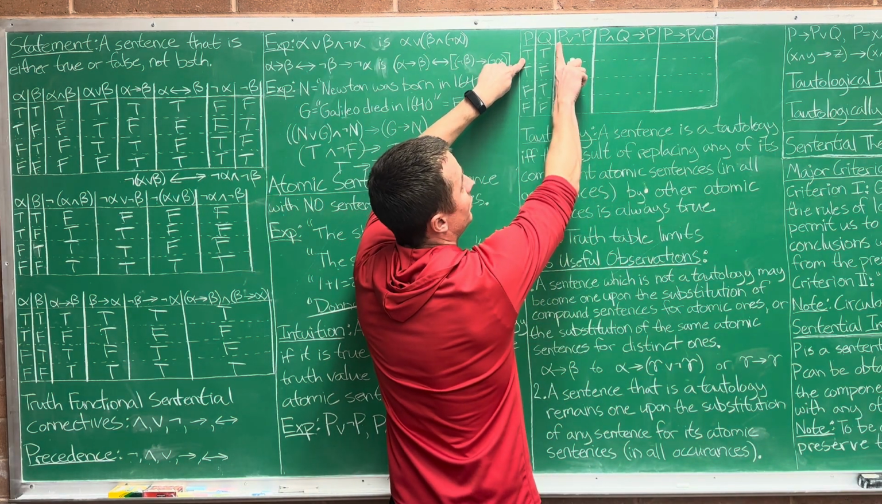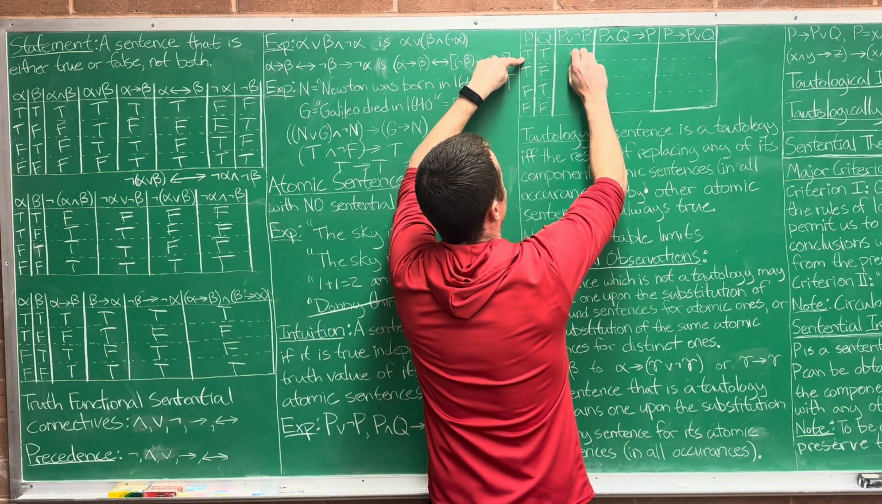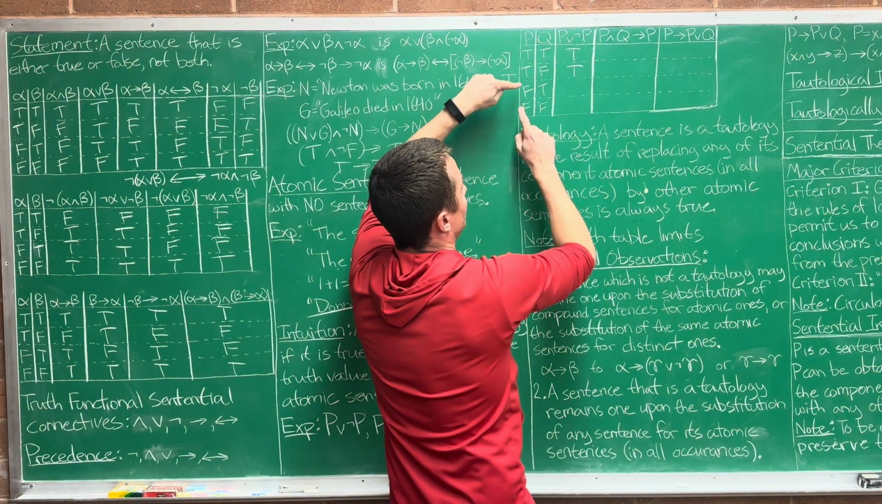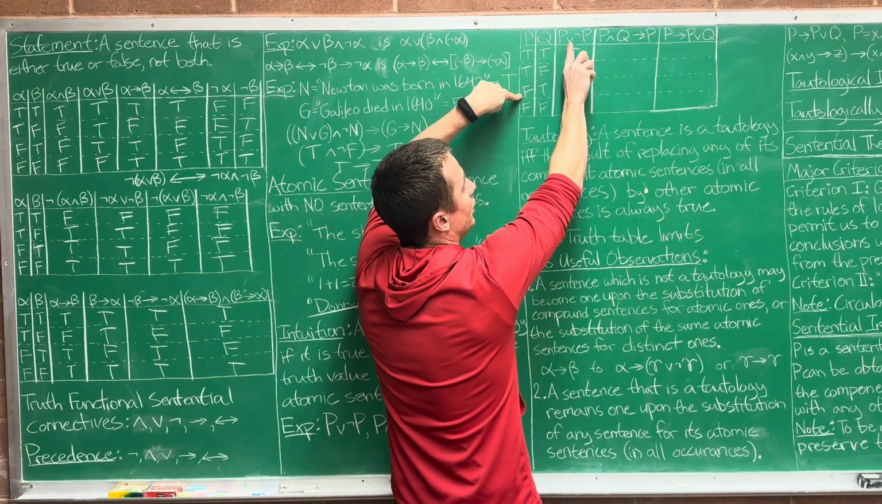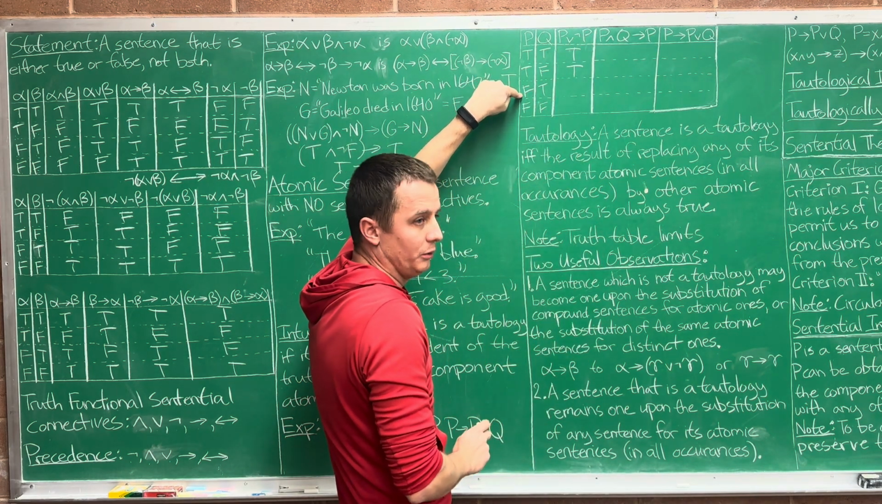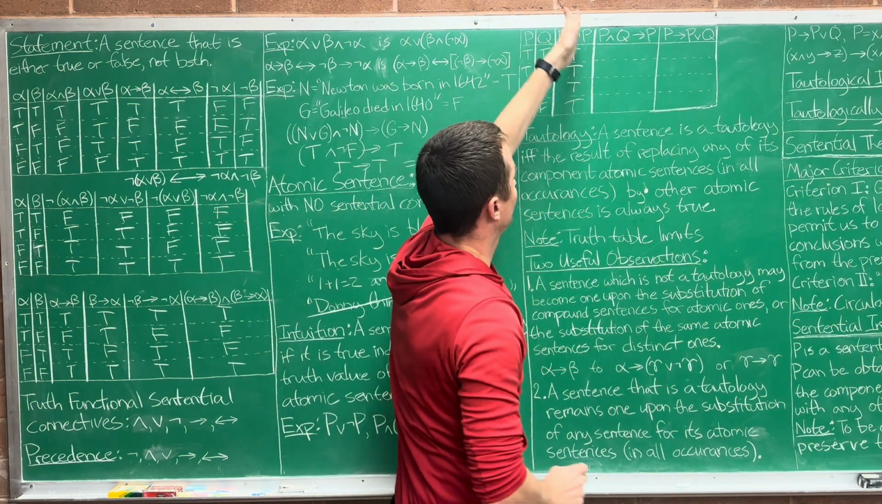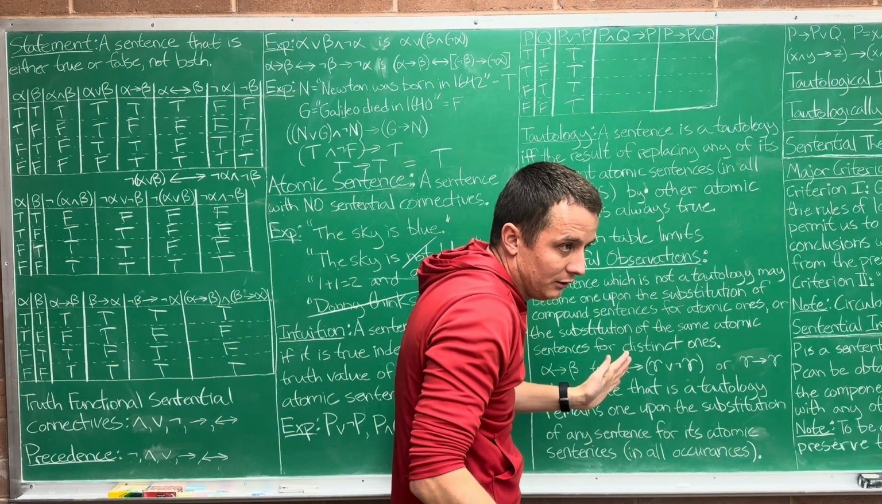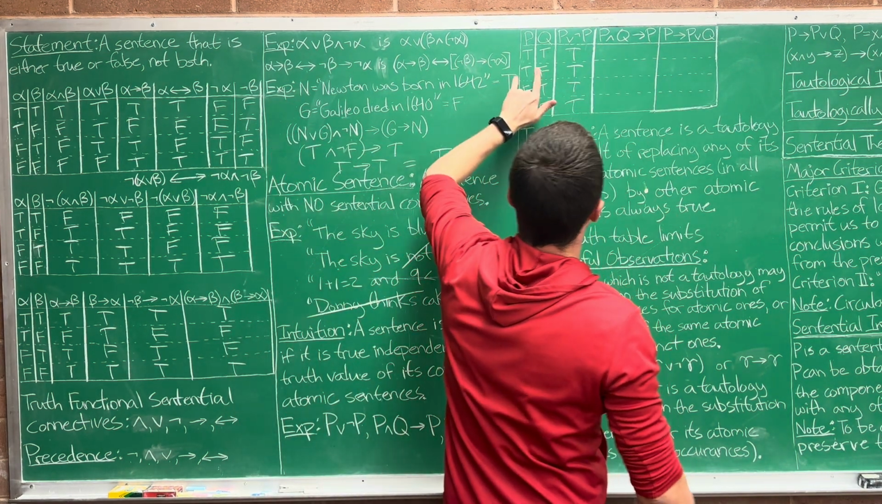So if P's true, true or false is true. And that's the same value for P. False, so false or not false is the same thing as false or true. And false or true is true, and false or true is true. So it's true, true, true, no matter what you plug in there. Let's try another one. This is P and Q implies P.